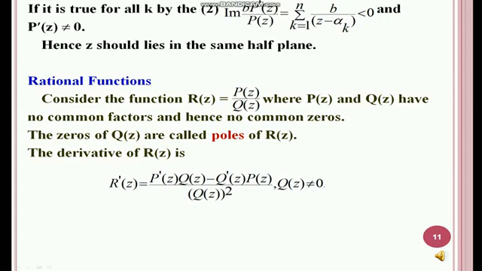Next, we move on to rational functions. Consider the function capital R of z equal to p of z divided by q of z, where p of z and q of z have no common factors and hence no common zeros. The zeros of q of z are called poles of R of z. The derivative of R of z: here we use the u by v form. Differentiation of u by v equals v u dash minus u v dash divided by v square. R dash of z equals p dash of z into q of z minus q dash of z into p of z, divided by q of z the whole square, with q of z not equal to 0.